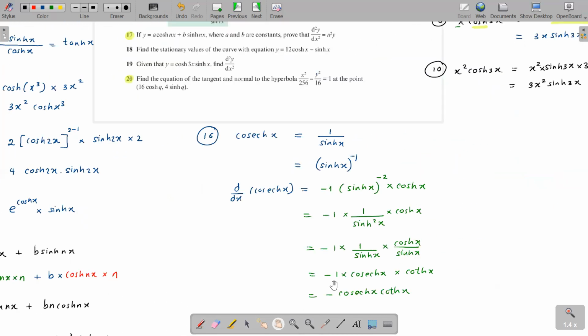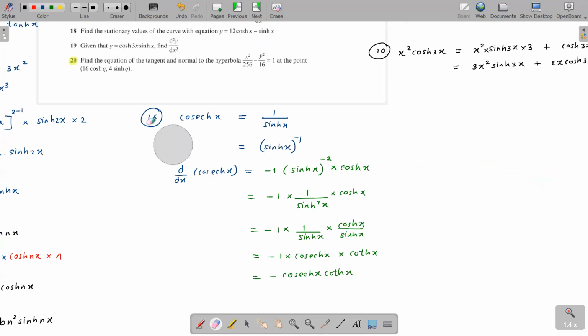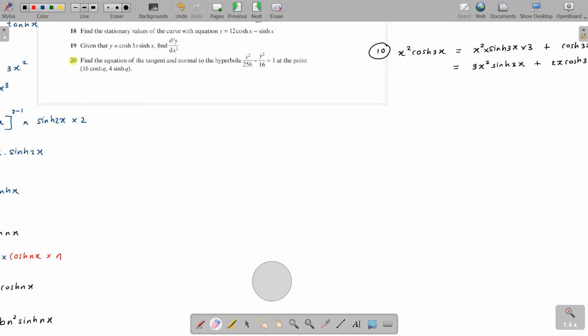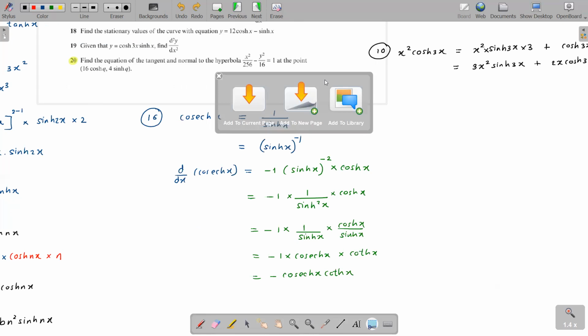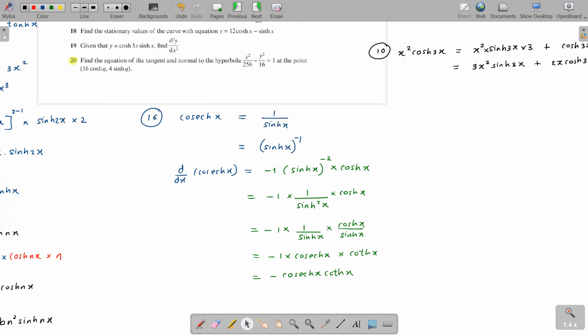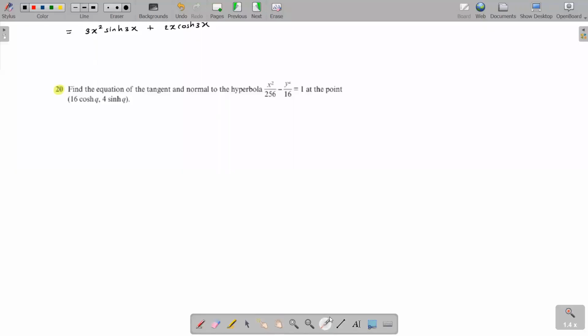Right, then shall we move to the tangent and the normal question? So there was one question, question number 20. Okay, let's discuss question number 20. Find the equation of the tangent and normal to the hyperbola x square over 256 minus y square over 16 equals 1 at the point 16 cos cube, 4 sin cube.